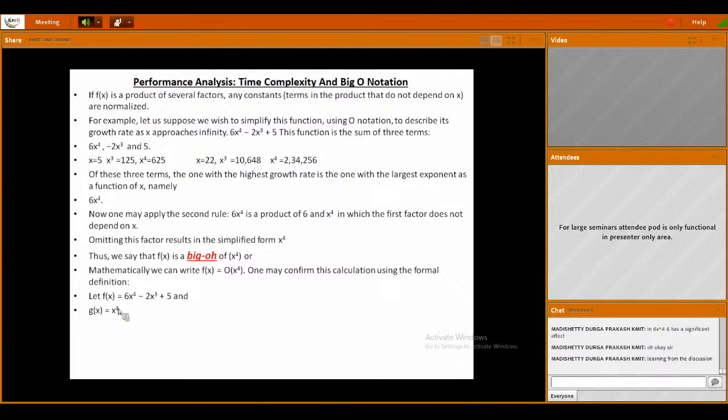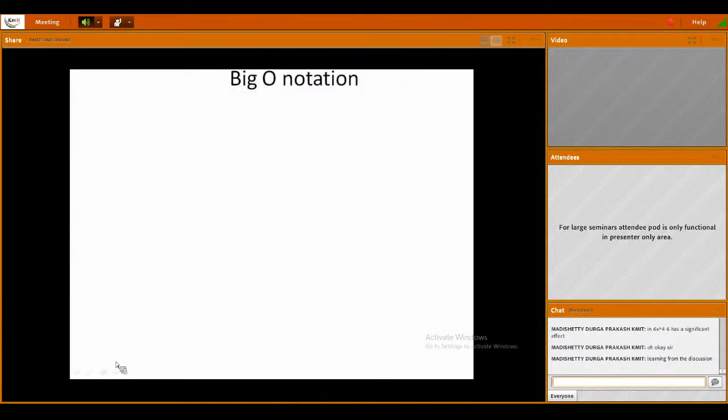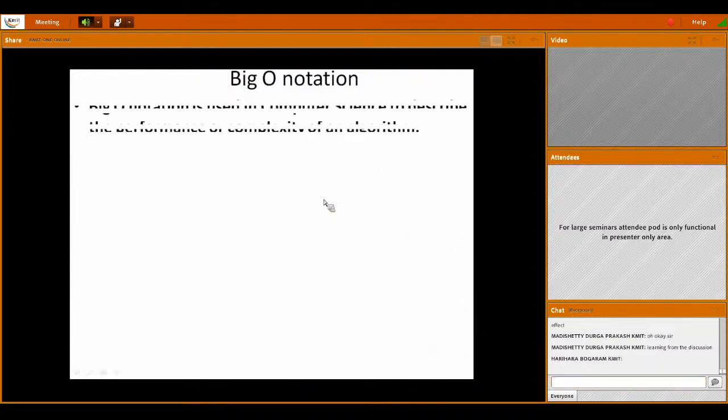This particular expression has been reduced to this because x to the power of 4 was creating the most significant difference as far as the calculation of this expression is concerned. So f(x) has been converted into g(x). Okay, so this is what we are going to do by taking some examples.